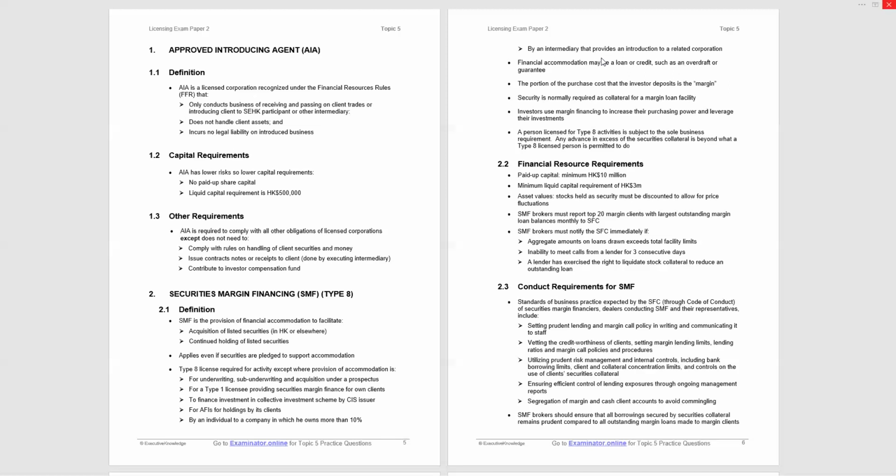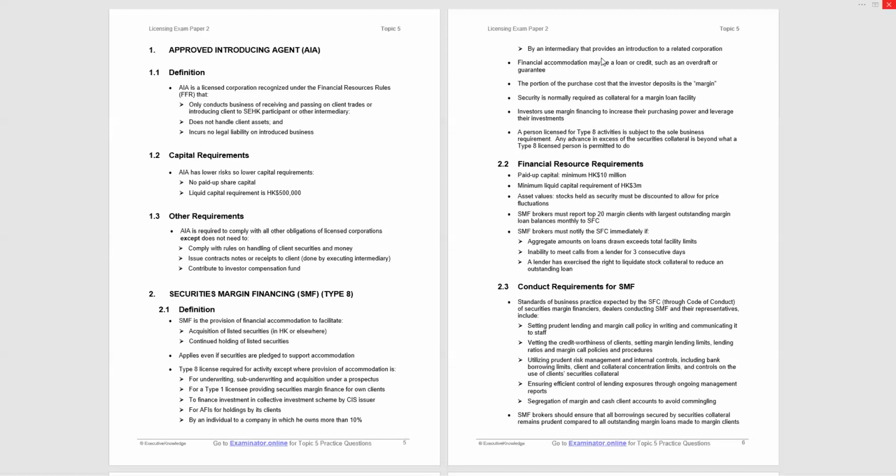Now, to be sort of pernickety, if a Type 1 licensee started lending to non-dealing clients, just clients that they're lending money to, then technically they would need a Type 8 license. Next one, to finance investment in collective investment scheme by collective investment scheme issuer. That's where you're gearing up the scheme that you do not need a Type 8 for.